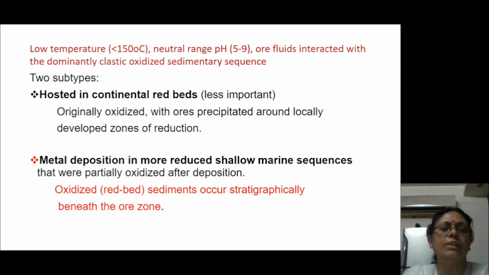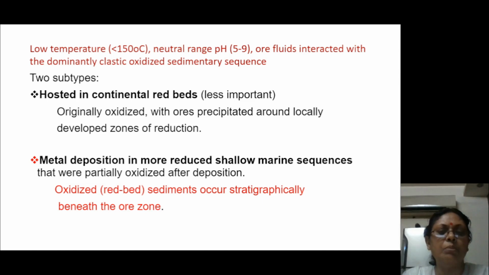Low temperature, that is less than 150 degrees centigrade, neutral range of pH, that is 5 to 9, ore fluids interacted with the dominantly clastic oxidized sedimentary sequence. There are two subtypes of deposits hosted in continental red beds. These are less important ones. These are originally oxidized with ores precipitated around locally developed zones of reduction, and such locally developed zones of reduction are usually small, so the deposit size is also small and the deposit is less important.